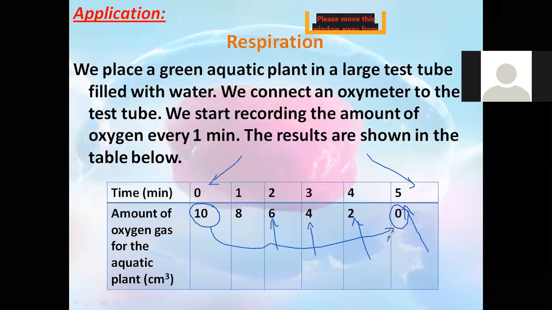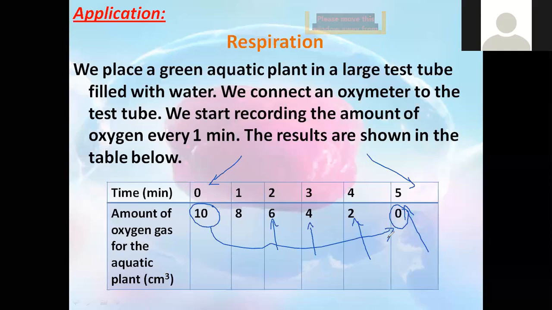What is the reason behind this? Why does the amount of oxygen decrease? Do you know why? We placed a green aquatic plant in the test tube and we measured the amount of oxygen. Because it has the aquatic plant in it. What is the aquatic plant doing? It's consuming the oxygen gas. That's why the amount of oxygen is decreasing.